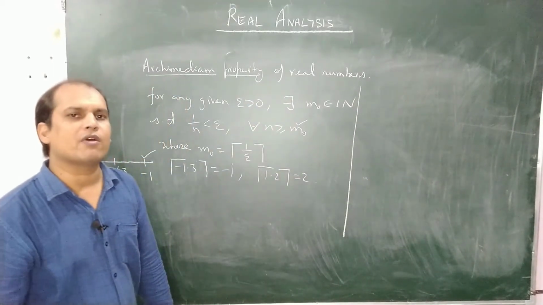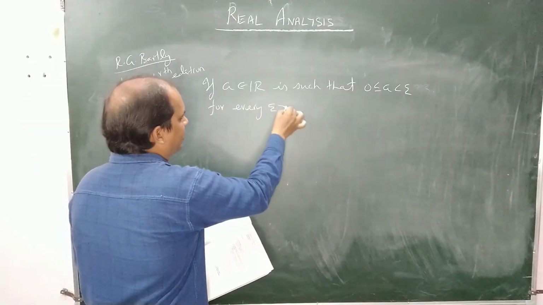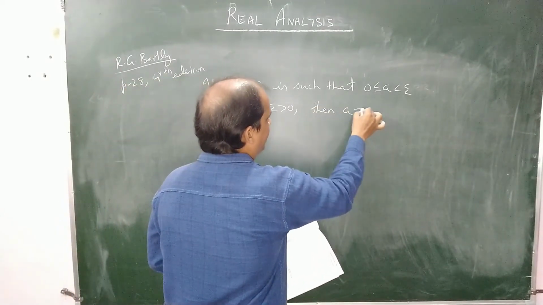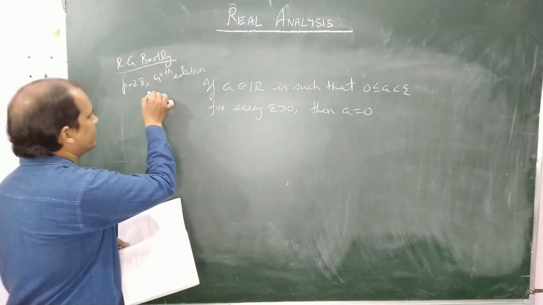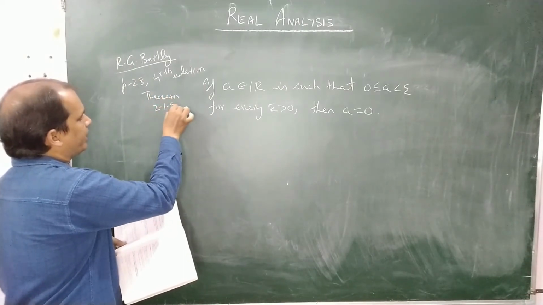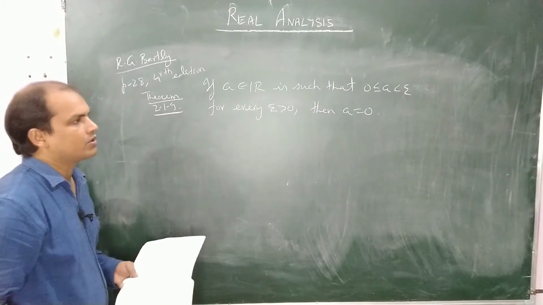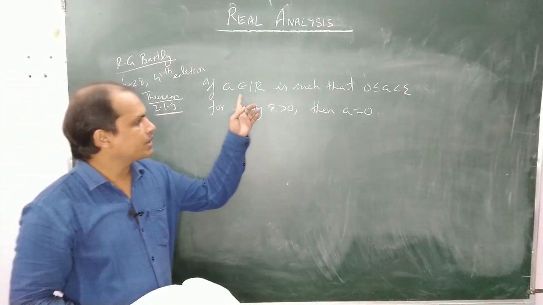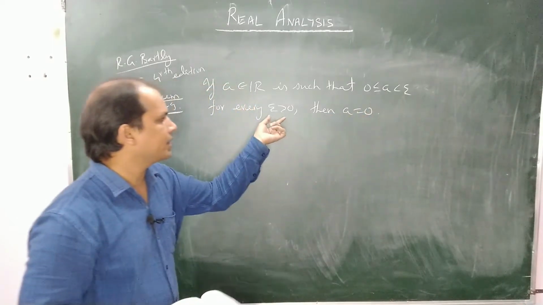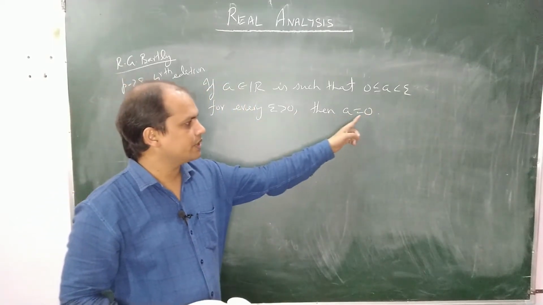let us take the value of some epsilon greater than 0, then a has to be 0. So this is basically Theorem 2.1.9 mentioned in your book. If a is any real number such that 0 is less than or equal to a is less than epsilon, for every epsilon greater than 0, then a has to be 0.